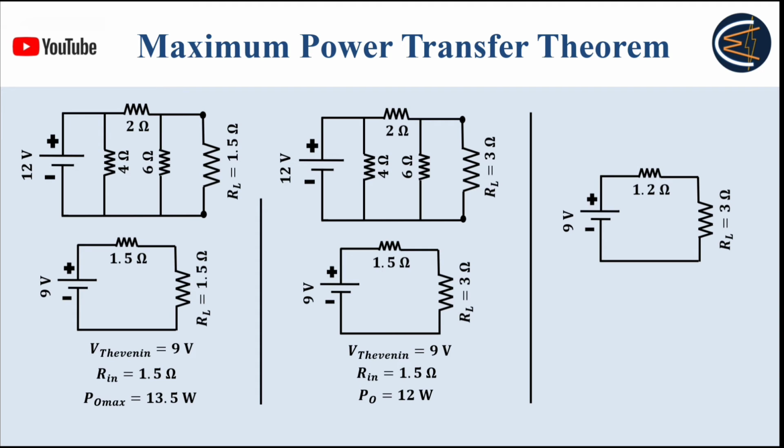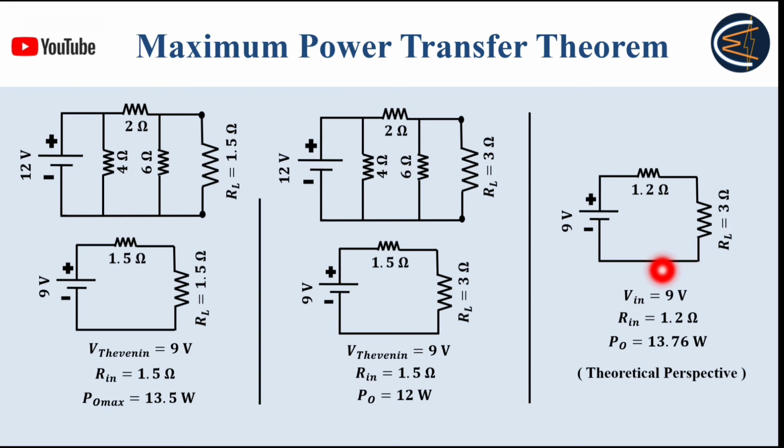So now you just compare this circuit with that circuit. Here as you can see, load resistance is fixed, but here internal resistance is different. See here it is 1.2 ohm, and as I said, if it is low, obviously you will get more output power, right. So as you can see here, you are getting your power to be 13.76 watt.